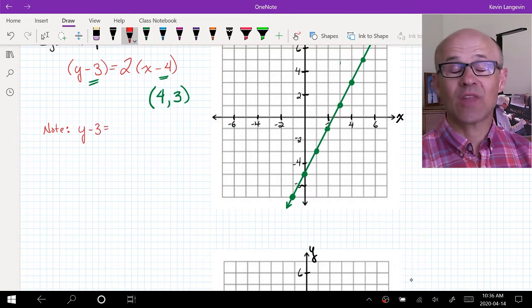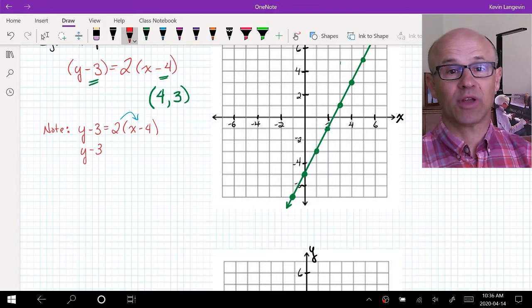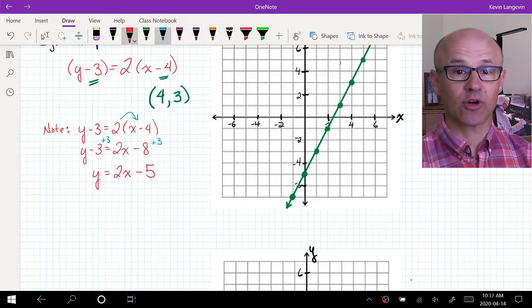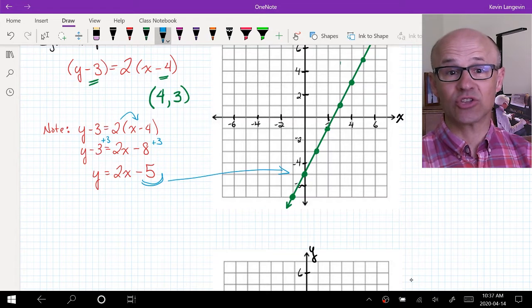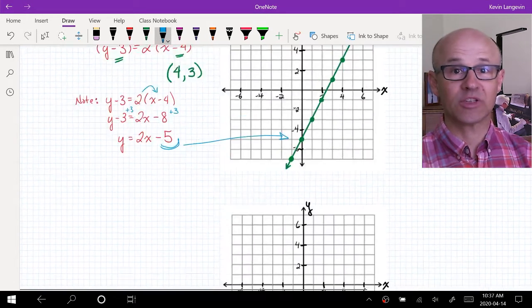Please note, I could rearrange this equation using some math. I could multiply the 2 into the brackets, move the 3 to the other side, and come up with a slope-intercept form. And you'll notice that it does go through that minus 5 b value. Example 2.